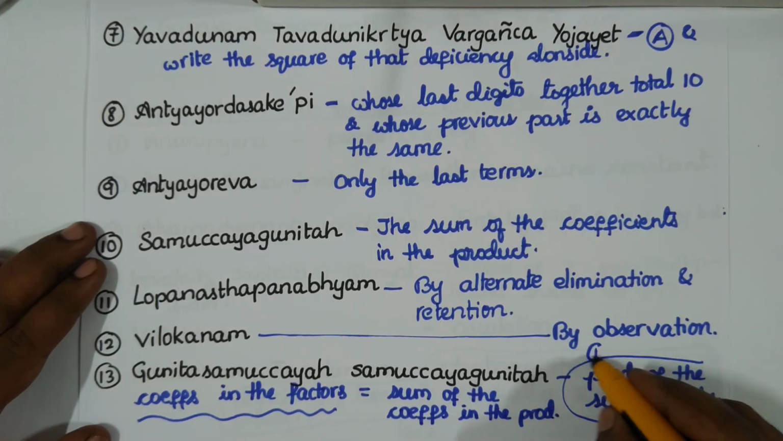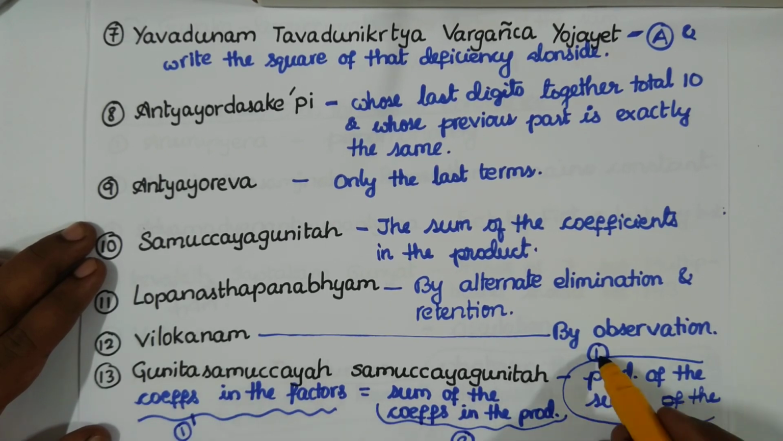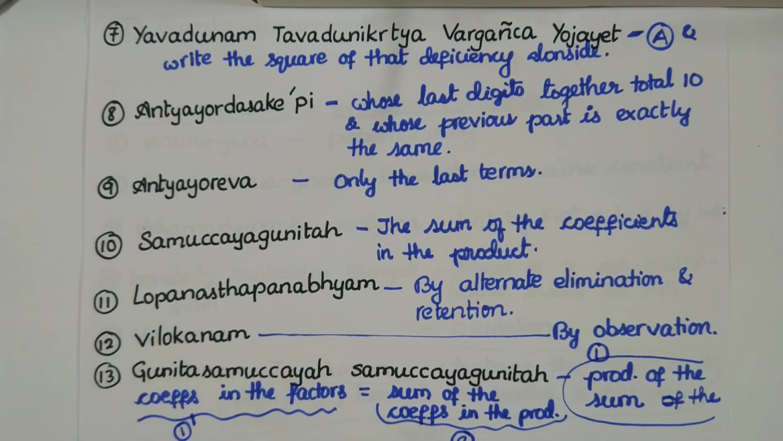Don't miss it out. This is 1, this is a continuation of 1, and this part is second, okay. So let me write it like 1 prime. This is 1 prime, its continuation. Product of the sum of the coefficients in the factors is equal to the sum of the coefficients in the product. All right, and we have listed out 16 mathematical formulae. Along with that we also have 13 upasutras, okay.